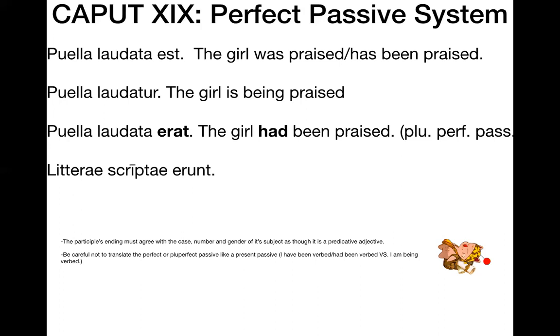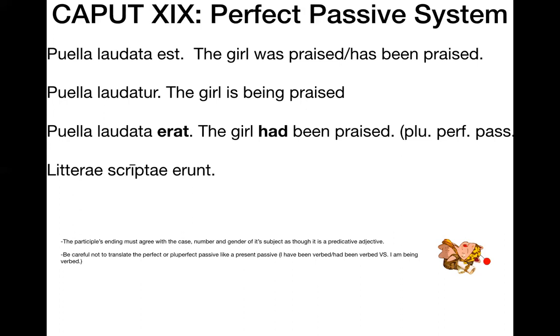What is scriptae going to be? That's the part of what? Parker, what is scriptae the part of? Close. Yeah, you know this verb. What is it? Yeah, so scribo, scribere, scripsi, and then scriptum is the fourth principal part. So it's agreeing with literae, right? It's got the same ending.